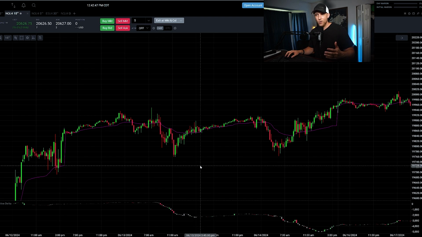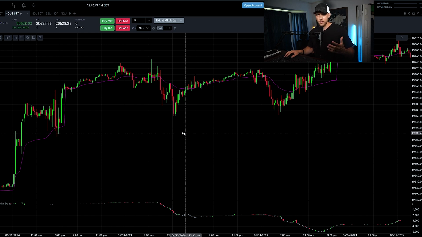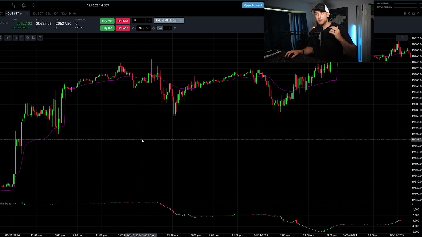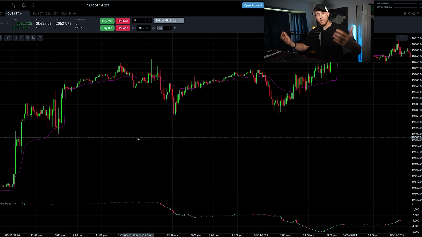But this is how I identify changes in the market that help me basically create a bias on where I think the market's going to go.